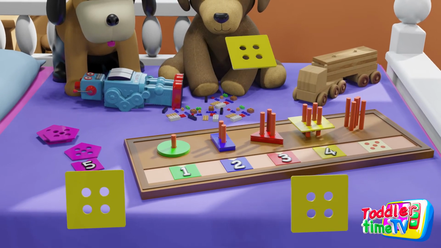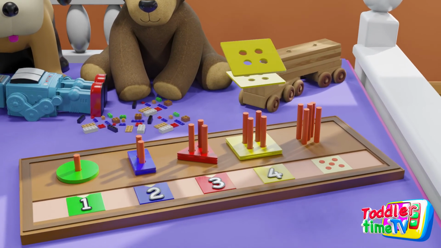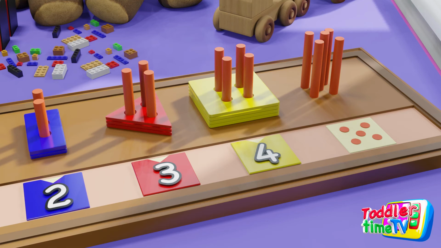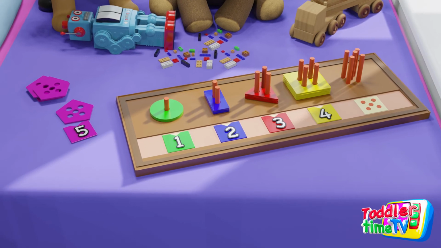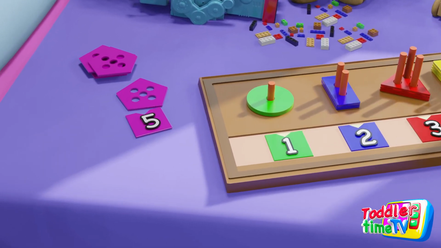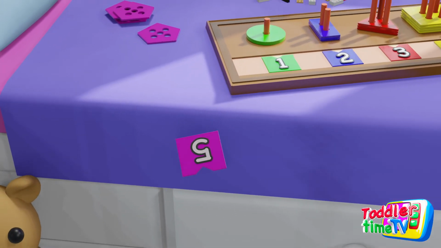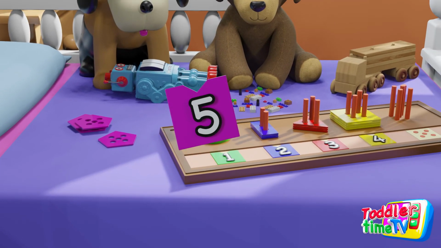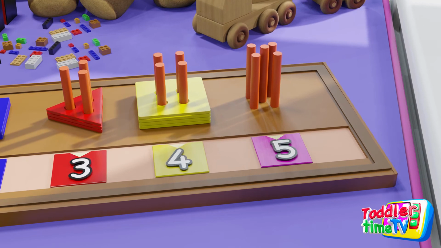1, 2, 3, and 4. So, what's left? 1, 2, 3, 4. What comes after 4? The number after 4 is 5. That's right. So 5. Where does that go now? It goes after the number 4. So 1, 2, 3, 4, 5.